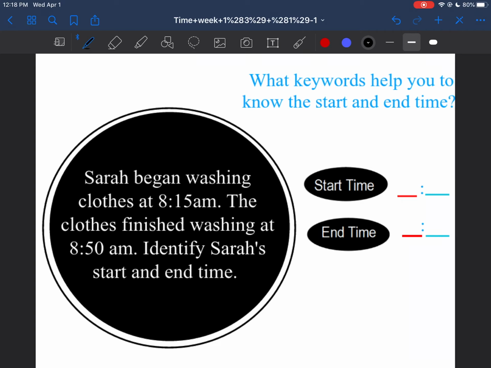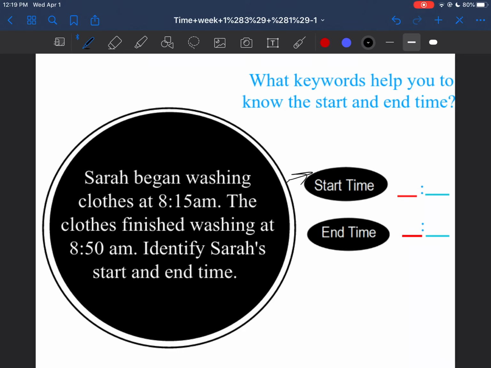All right, so today we are just focusing on finding start time and end time. So start time is when an activity or something actually starts. So we're going to read some word problems to talk about start time. And then the end time is when an activity is over or finished, okay? So let's look at this first problem, okay?